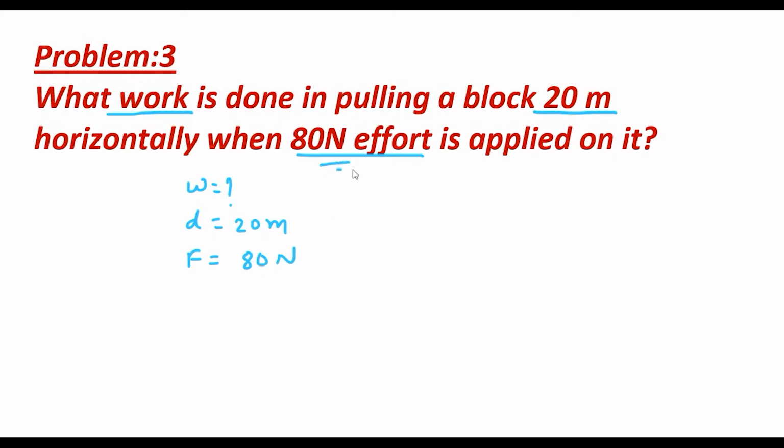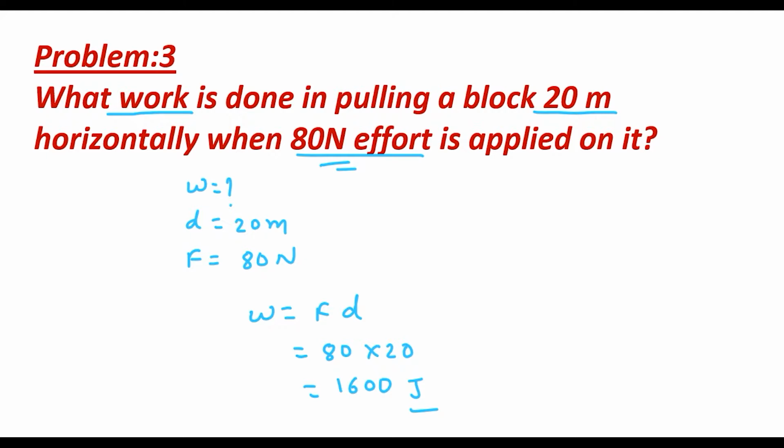So it is force. What will be the work? We know that work is F into D, and we have force 80 and distance 20, so 80 times 20 is 1600 joule. This is the required work. So 1600 joule is the work in pulling a block 20 meter horizontally when 80 Newton effort is applied on it.